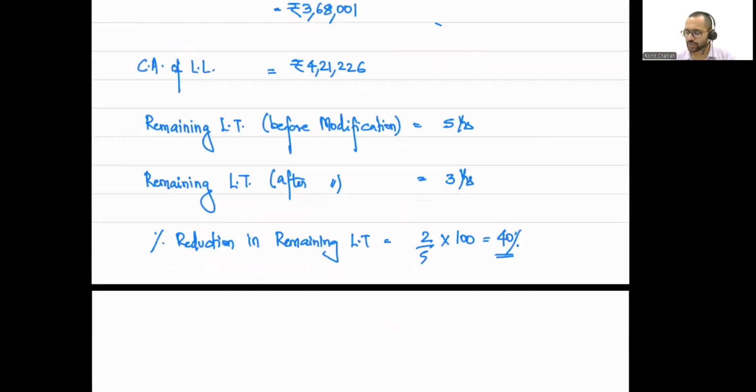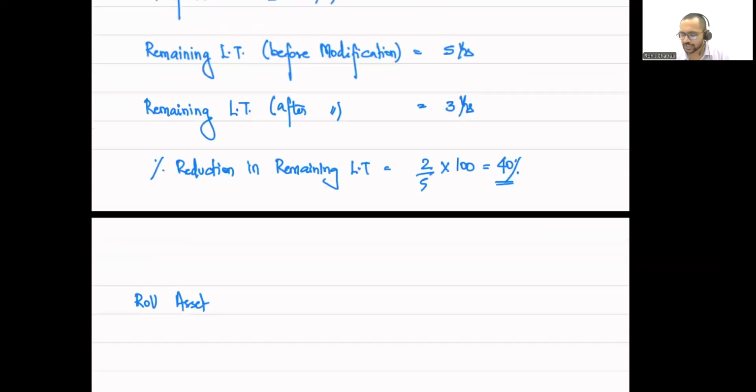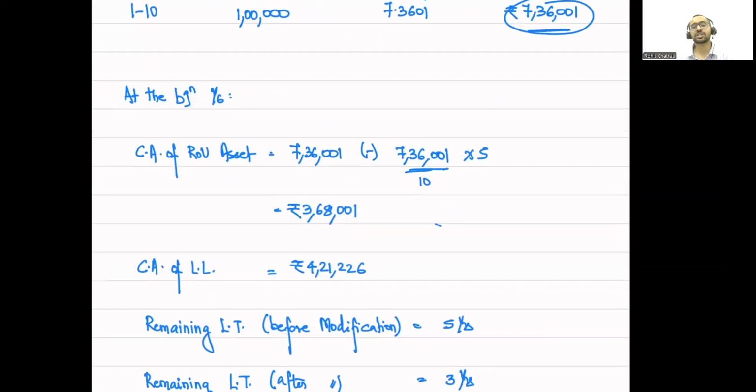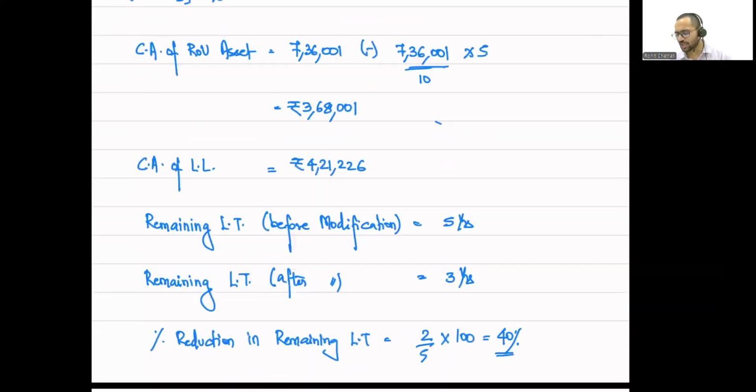Now, what we are going to do is we have an ROU asset in the books of accounts at the beginning of year 6 of 3,68,001 rupees. We have reduced our lease term by a period of 2 years.